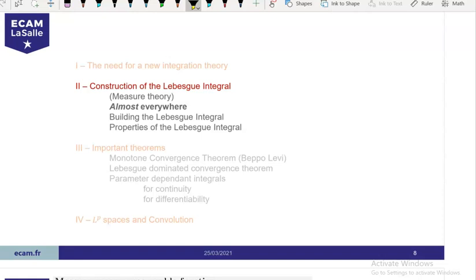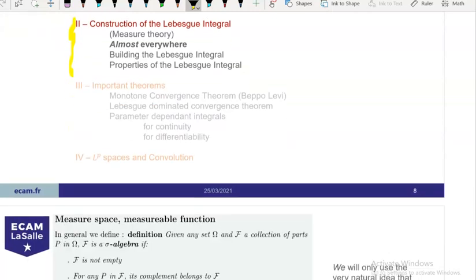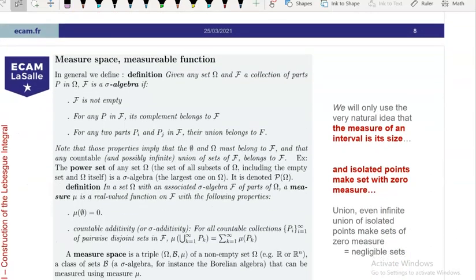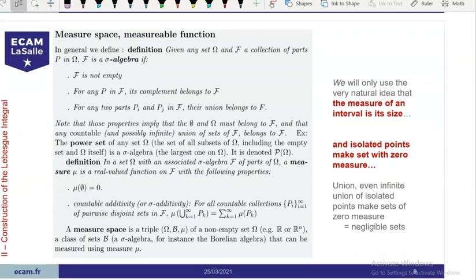All right, so now let's go to the second section of the chapter. We are going to construct the Lebesgue integral. This is something just to show you where these tools come from. So here we've got some definitions. I'm not asking you to know these definitions, I just want to show you that it exists. It has some very nicely grounded theoretical setting. We can define measure space, measurable function.